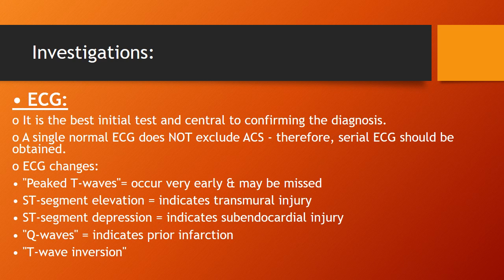So the ECG changes that we can see include peaked T waves, which occur very early and can be missed. ST segment deviations, either elevation or depression, are the earliest changes and the most commonly detected. ST segment elevation indicates transmural injury, that is throughout the thickness of the heart wall, and ST segment depression indicates only subendocardial injury. Q waves can also be seen, which indicate prior infarction. T wave inversion can also be seen.